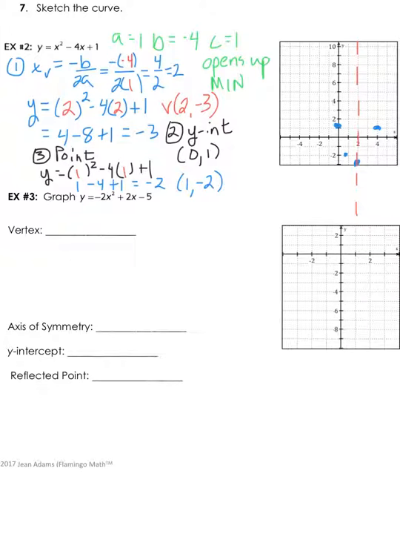Notice that that point is 1 unit from the axis of symmetry, so you want to go 1 unit on the other side. There, right there is the reflected point. So now we can connect those points, and it better make a nice curvy U.